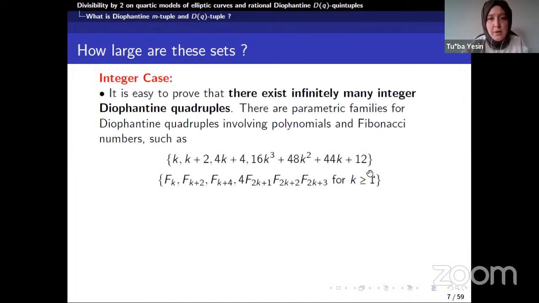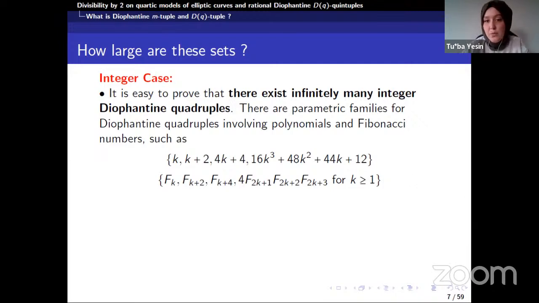As we saw before, by using that extension, we can get infinitely many Diophantine quadruples. Here we can give two examples. One contains polynomials, the other contains the Fibonacci numbers. These are parametric families. And we can easily check that these two examples are in regular form. What I mean is, if this is A, B, C, and by using this A, B, C, and R, S, T, we can get this D plus or D minus. So these two examples are regular.